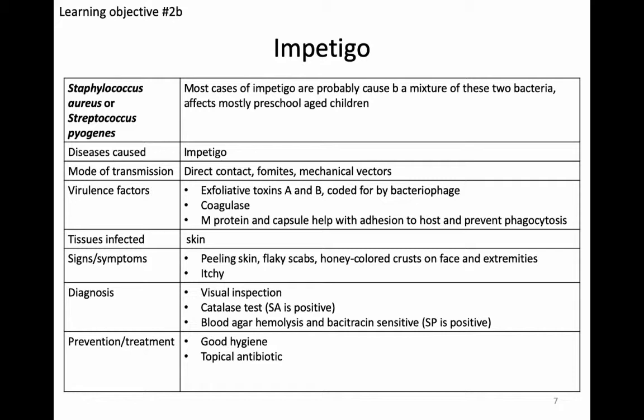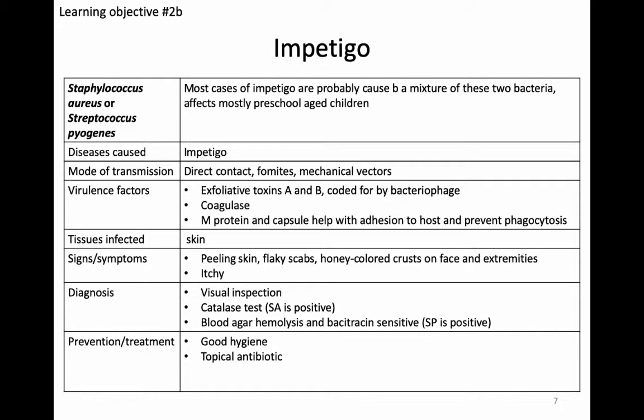Okay, second skin disease is impetigo. This is usually caused by a mixture of Staph aureus and Streptococcus pyogenes, another gram-positive bacteria. It's really common in preschool-aged children. And the virulence factors for these microorganisms are that they make toxins called exfoliative toxins, which are going to break down the structure of the skin and cause a really specific looking rash, which I'll show you in a second.